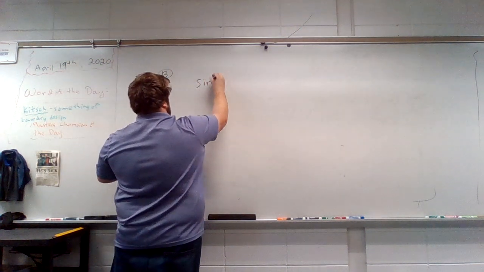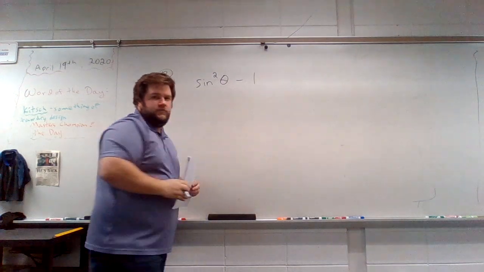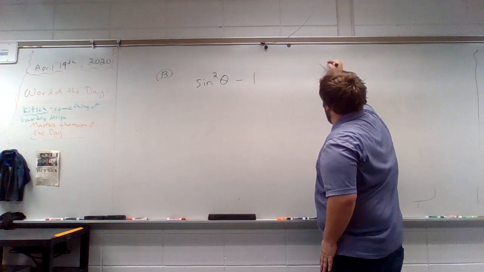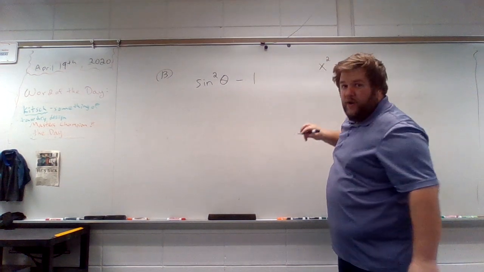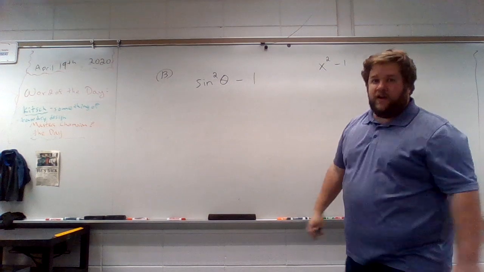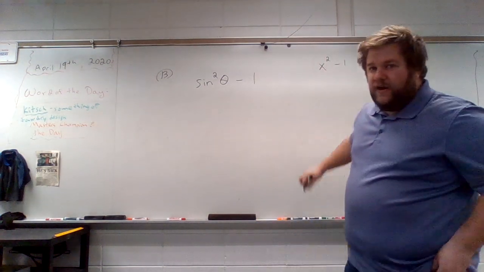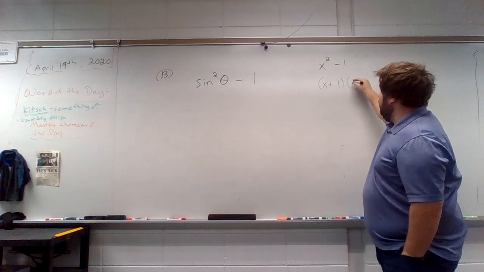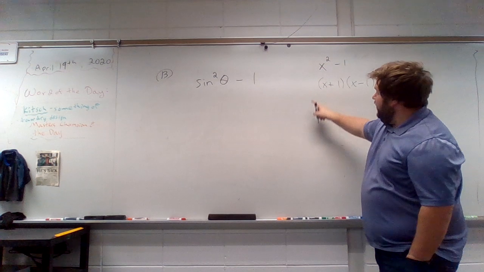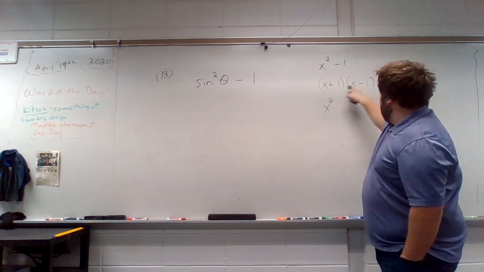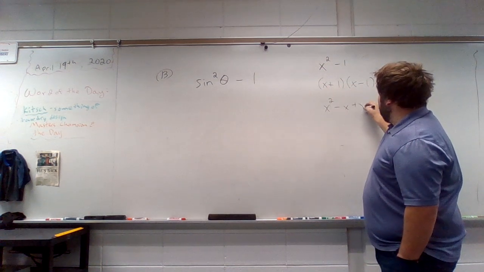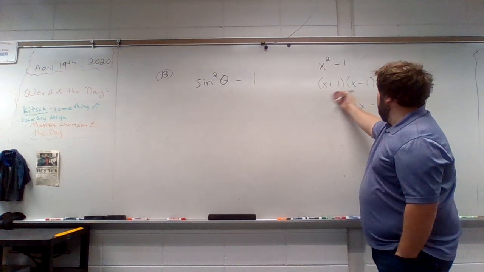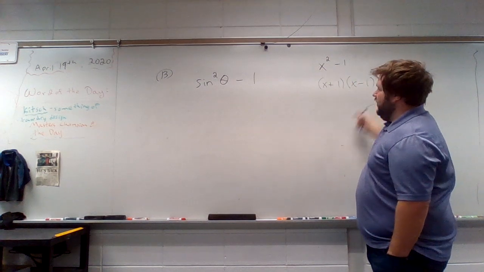Sine squared theta minus 1. Okay, so remember when we had x squared minus 1, and x was something squared, you could think of 1 as being something squared. And remember that was a difference of perfect squares. How did that factor? Well, it was x plus 1, x minus 1, right? And we knew that worked because x times x was x squared, minus x plus x, minus 1. Those middle two terms would cancel. So x squared minus 1 factors as x plus 1 times x minus 1.